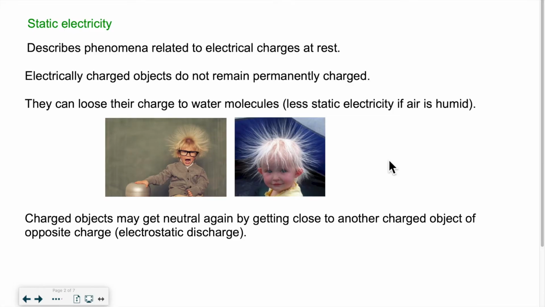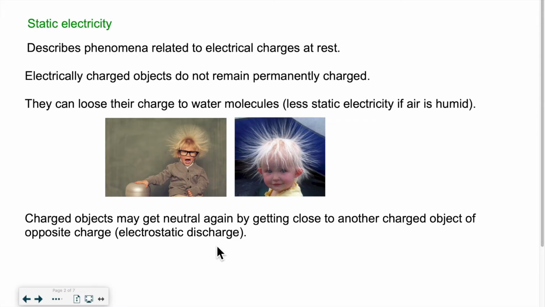Now it also says charged objects may get neutral, again, by getting close to another charged object of opposite charge. So we know that the rule with charges says that opposites will attract. So you need to have a positive body and a negative body in order to neutralize those charges. And at that point, if they're close enough, you're going to have an electrostatic discharge. In other words, like a shock.